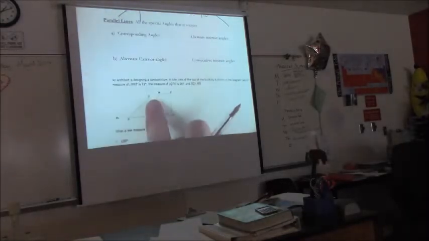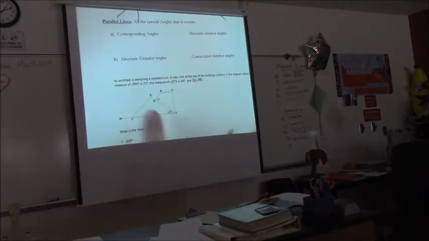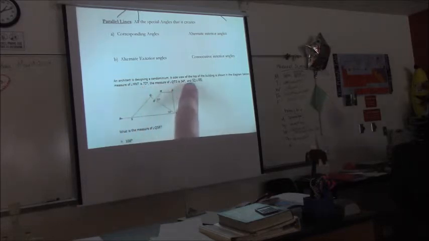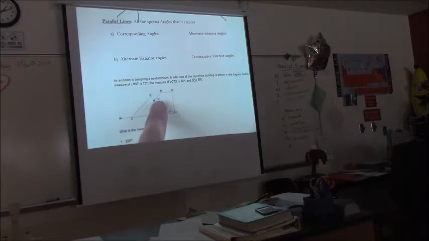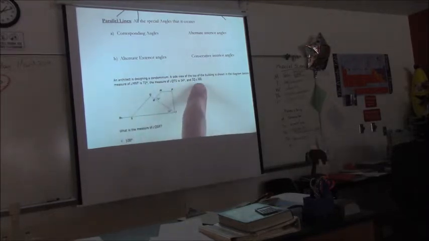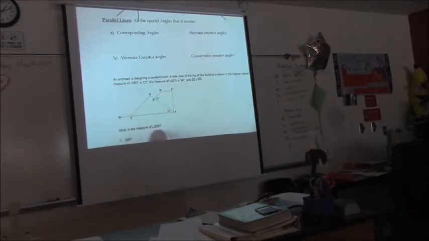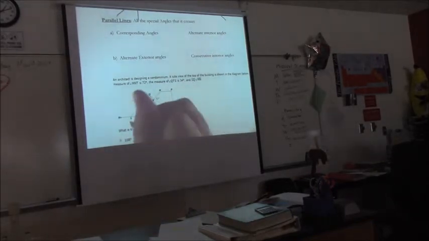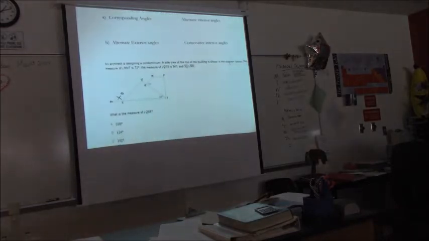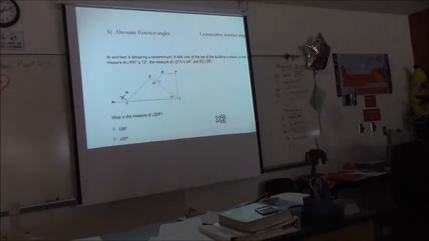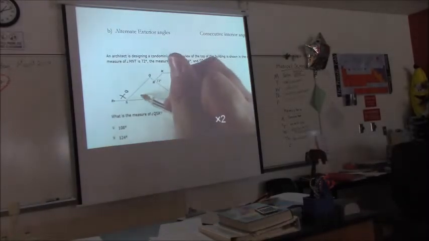I like this one. This was released by the state. This will be the last one, I promise. An architect is designing a condominium. A side view of the top building is shown in the diagram. The measure of MNT is 72 degrees, and the measure of QTS down here is 34. If SQ is parallel to MN, what's the measure of QSR? So basically, find x.